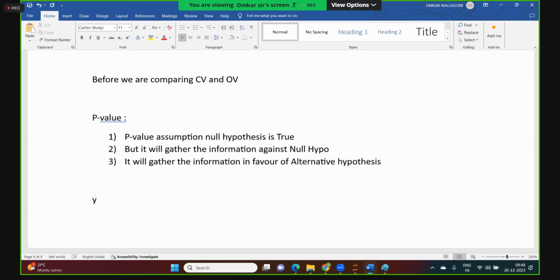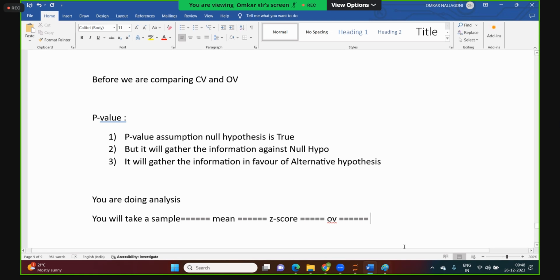Whatever analysis you are doing, what is the analysis you will do? You will take a sample. When you take a sample, you calculate the mean and you calculate the z-score. And the z-score will give which value? Some value, the observed value, not the critical value. Observed value also will give some percentage.